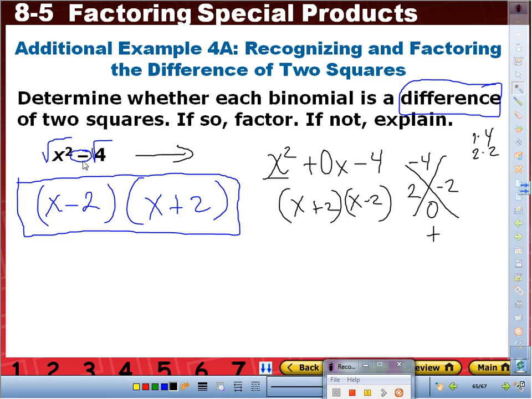Check this out. If negative 4 was a positive, x squared plus 4, this will not be a difference of squares, because in order to be a difference, it has to be what? Subtraction. Yes, it has to be right away.